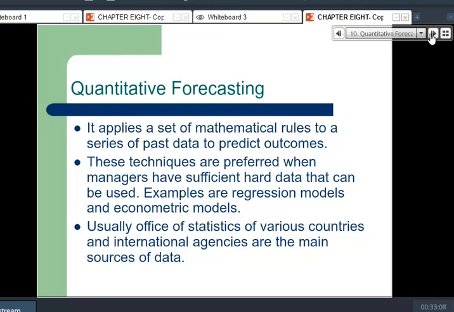This could be a multiple choice question that I might ask you: what is the main source of data for managers? The answer is the international agencies for statistics.